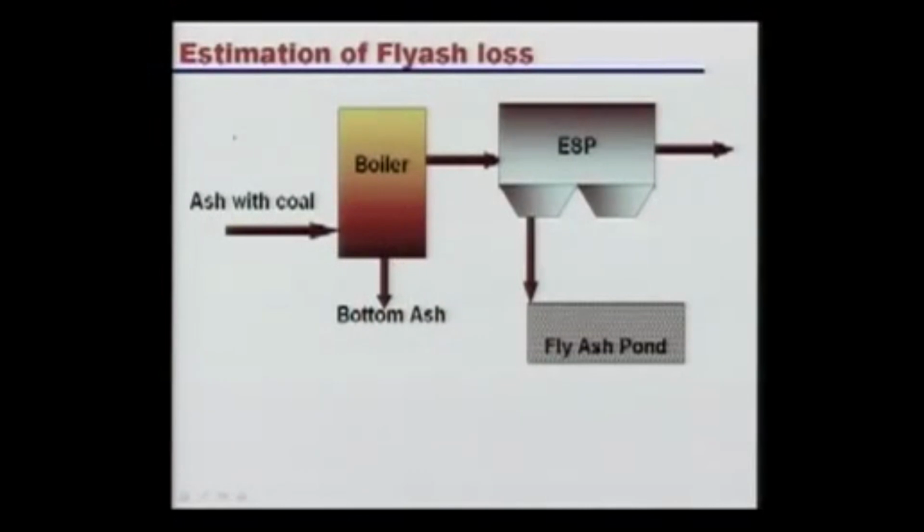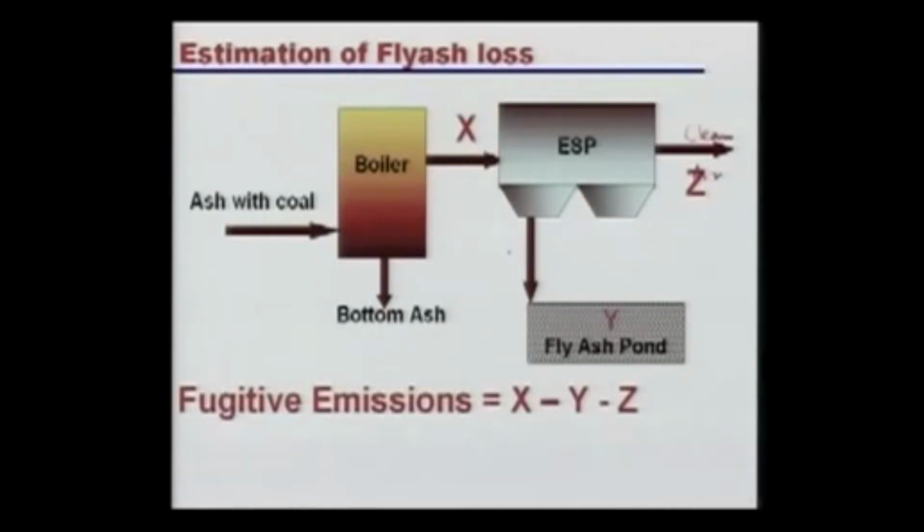Again, this shows the estimation of the fly ash losses. You see here the ESP, the electrostatic precipitator, where we are removing the particles. This is the clean air, and the particles go to the fly ash pond, but as they go to the fly ash pond, there are emissions which occur from here, as I showed in the last slide also.